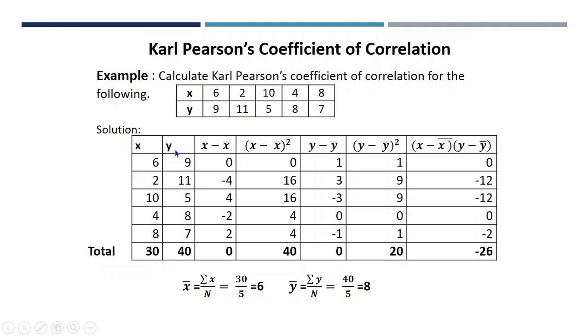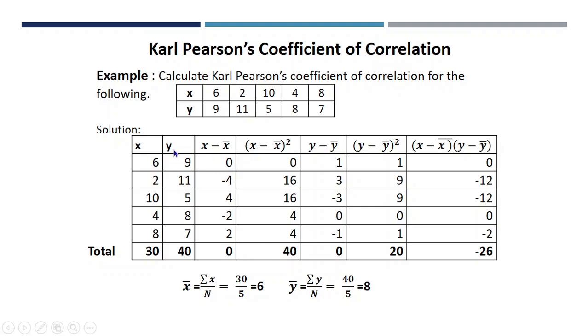Now find x minus x bar. So you will get this column and find the sum of x minus x bar. Now find the square of this. You will get this column. Find the sum of all these. This is sigma (x minus x bar) square, which is 40.